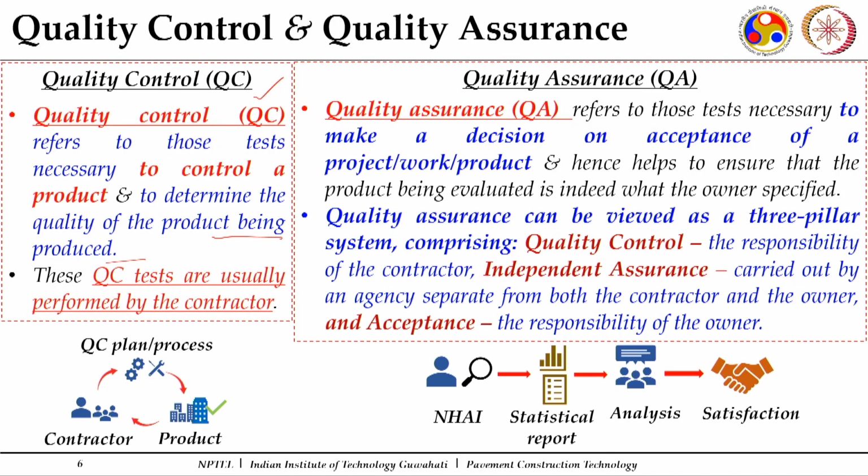Then quality assurance, as we mentioned in the previous lecture also, takes care of quality control and also the acceptance part to a certain extent. It refers to those tests necessary to make a decision on acceptance of a project, work or product, because finally what product has been produced needs to be ensured for acceptance, and it helps to ensure that the product being evaluated is indeed what the owner specified. So whatever work has been produced is as per the specifications given in the beginning.